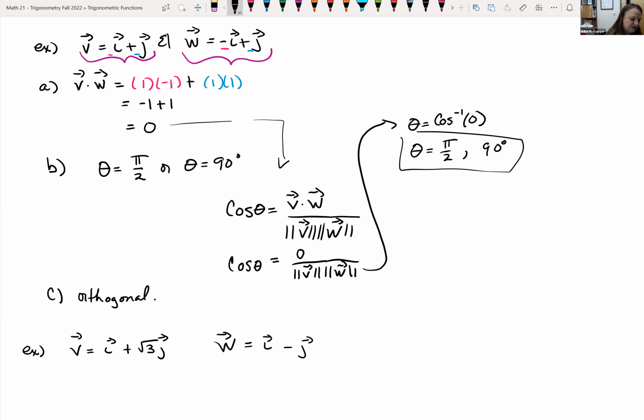So we could graph these vectors. We know the horizontal and the vertical component. And so for our vector V, our horizontal component was 1, and our vertical component was also 1. So if we plotted that, that's our terminal point of our vector, and I'm putting it in initial position. This is our vector V here. Let's now plot vector W. Vector W is negative 1 going over, and then our vertical component is 1. This is W. And so now we have this angle in here, theta, which we just showed was 90 degrees.